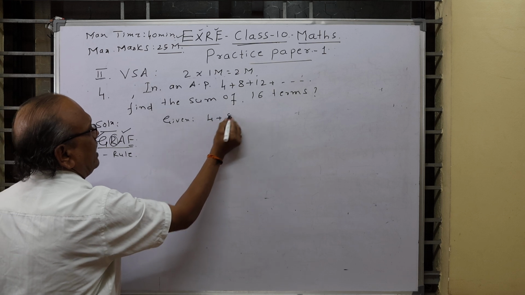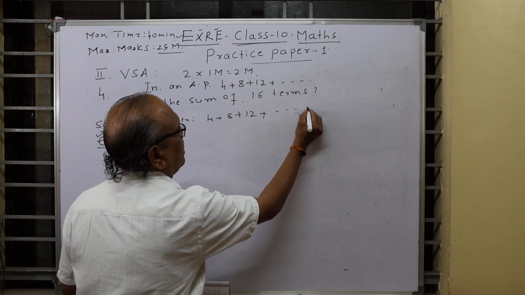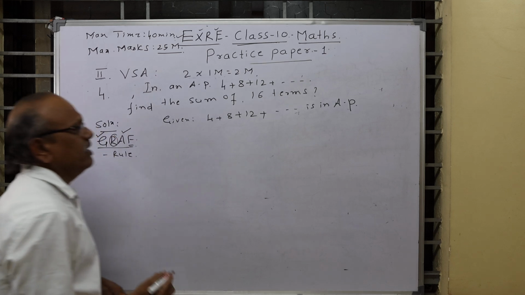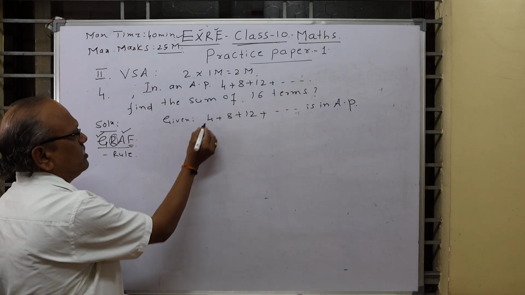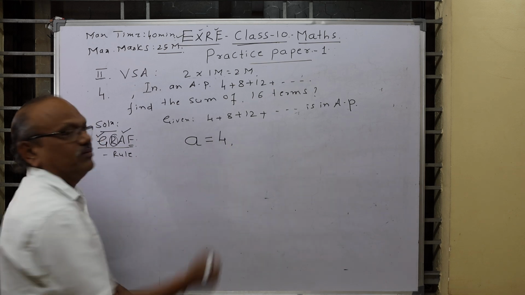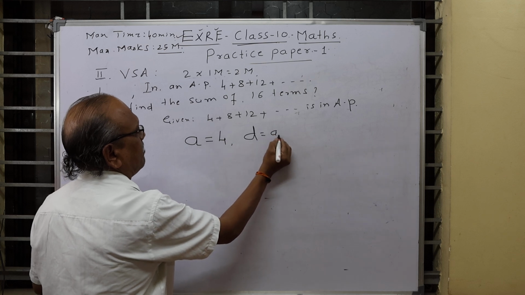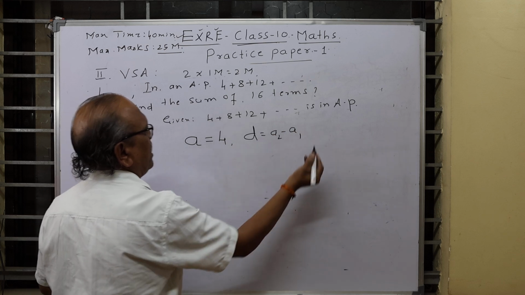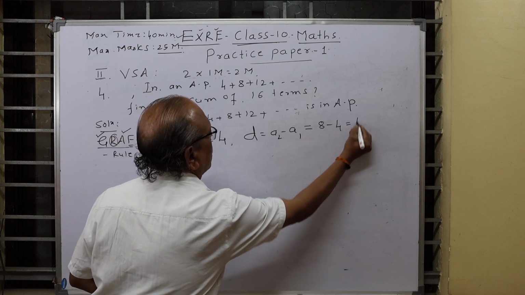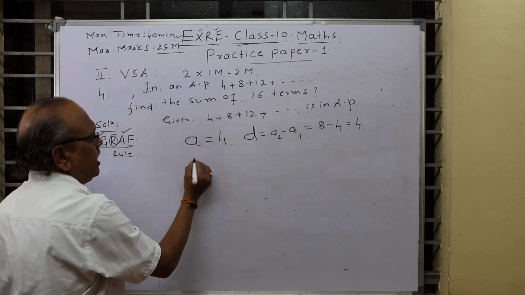4 plus 8 plus 12 and so on up to is in AP. Okay, is in AP. See here, by noting down this, you can say what is the first term here? First term a is equal to 4. How do you get the common difference? Common difference can be obtained by taking the difference of any 2 consecutive terms. a2 minus a1 becomes what? 8 minus 4 will be 4. d is 4.